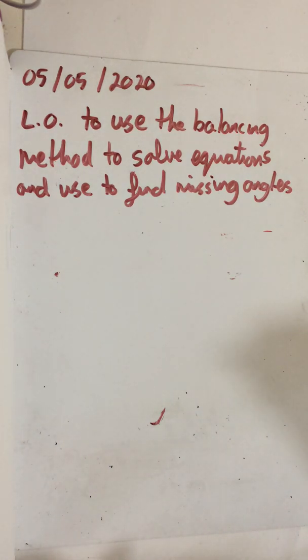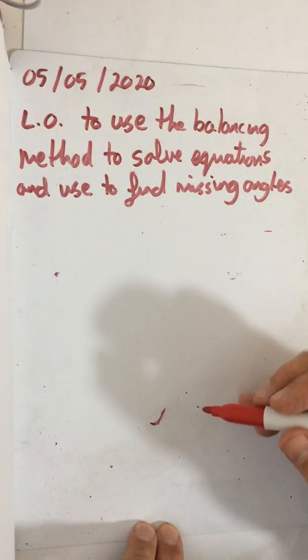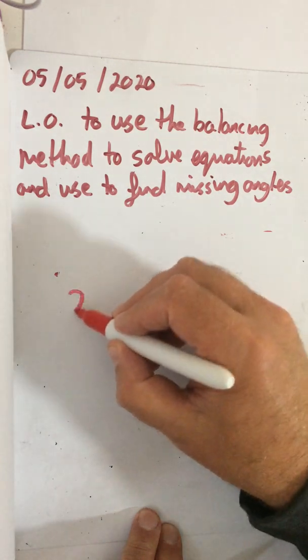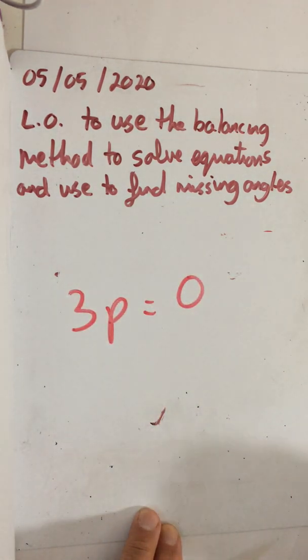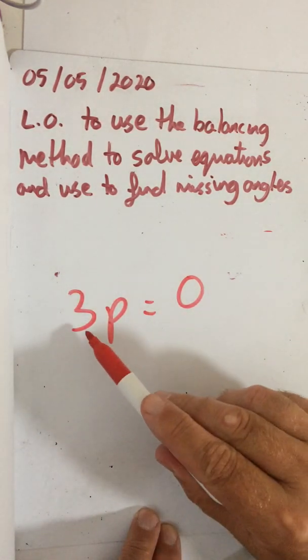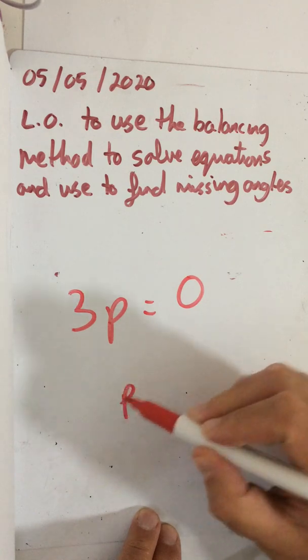Oh, well, I think I wrote the last one incorrectly. Let's just go 3p. 3p is equal to 0. Now, first of all, how are we going to do this? This is 3 times p. So we only want to be left with p here.